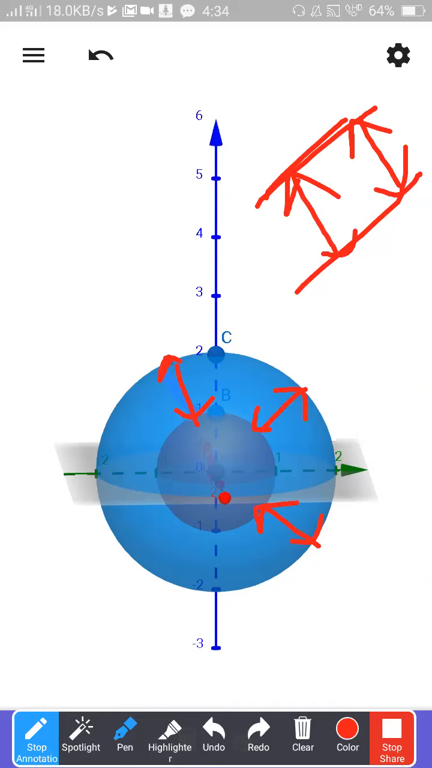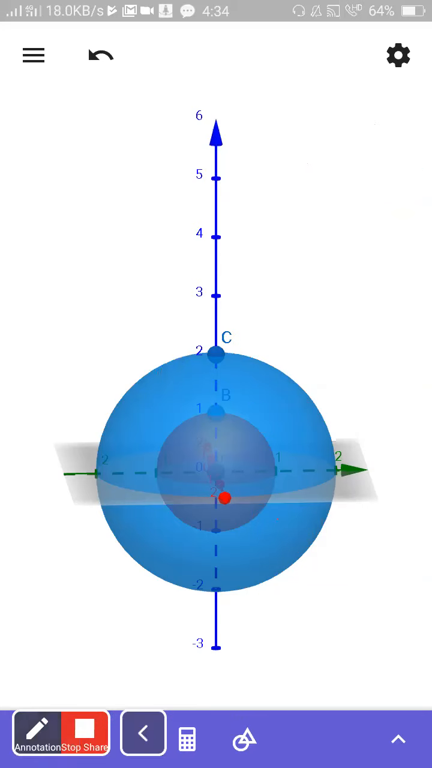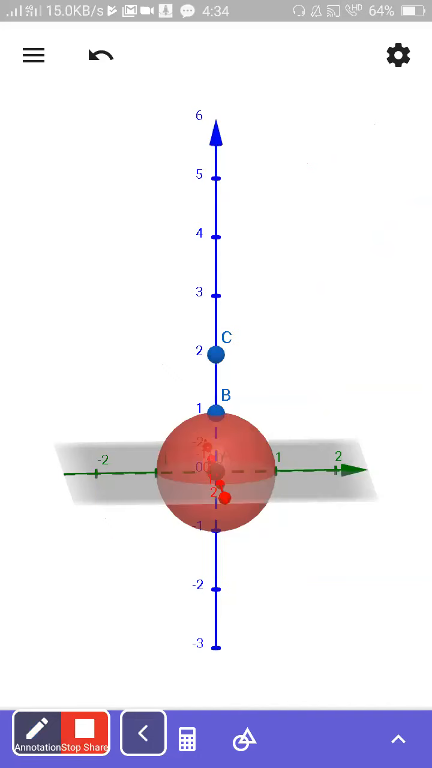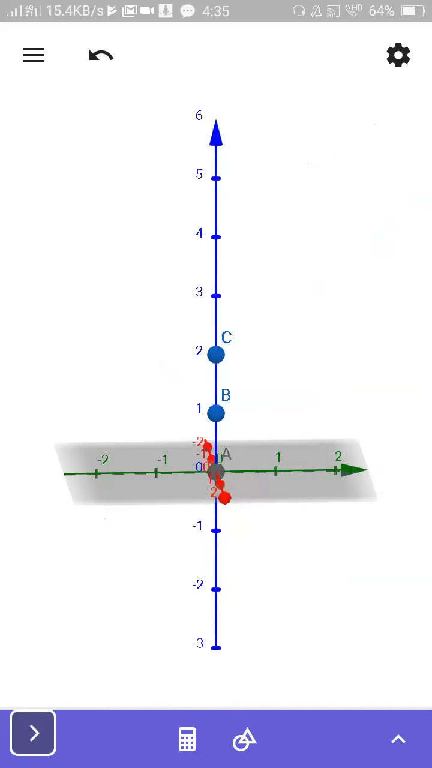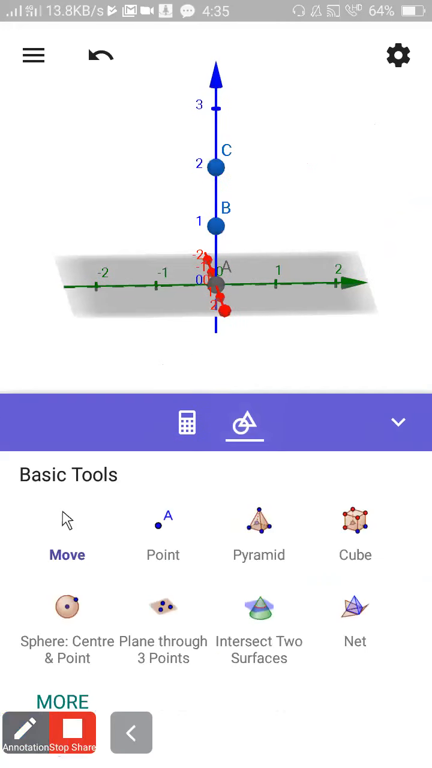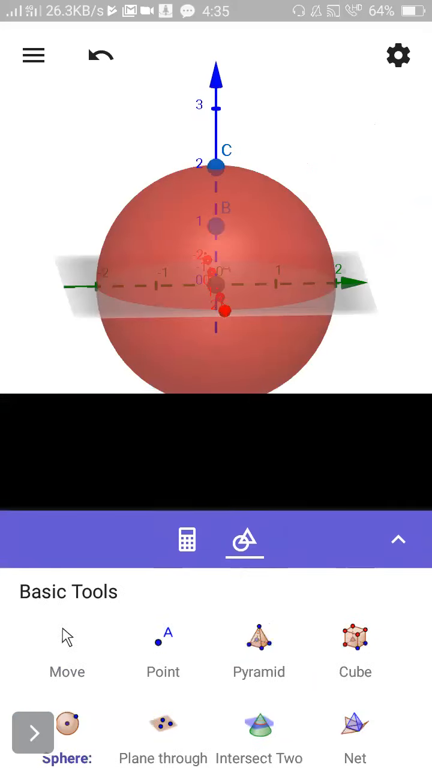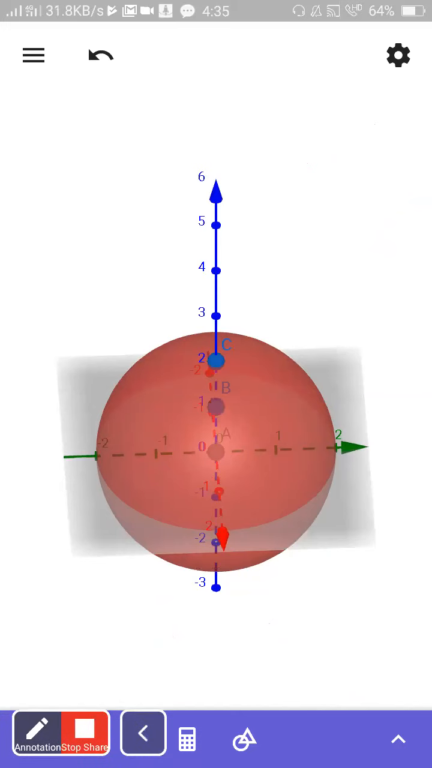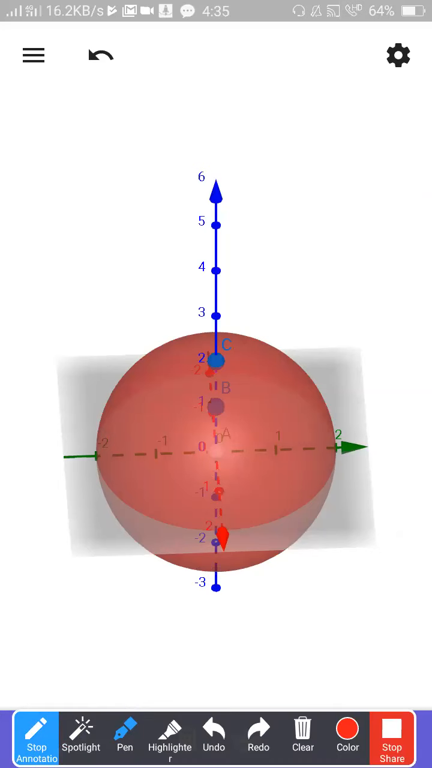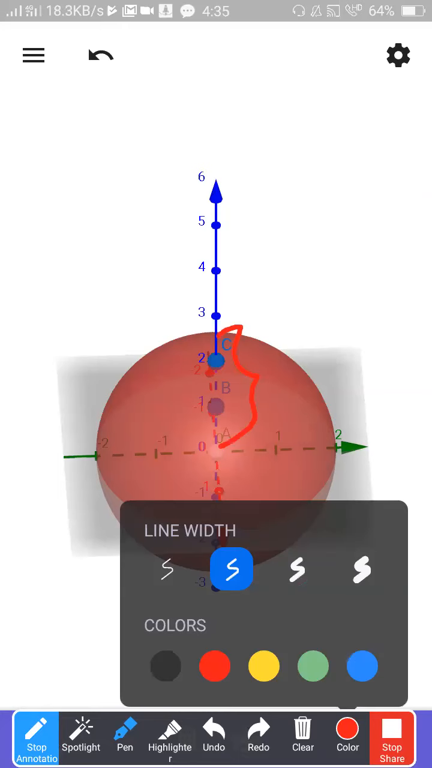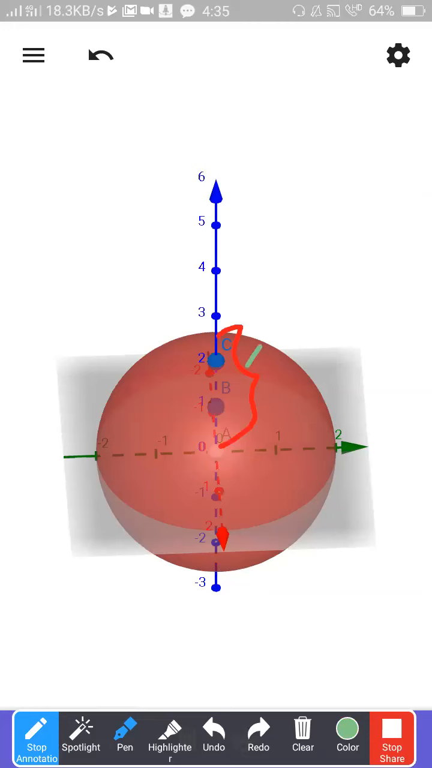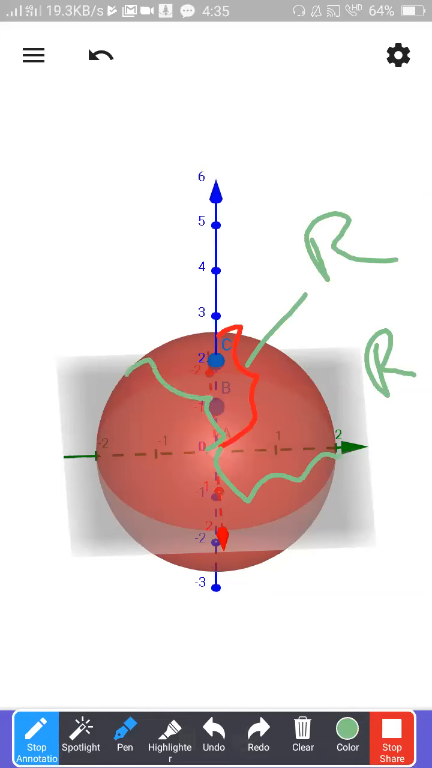Again, what is R? Now I have a sphere. I take a center point, and I take another point on the surface. What will be this radius? This is R. Even if you measure in this way, that is also R.